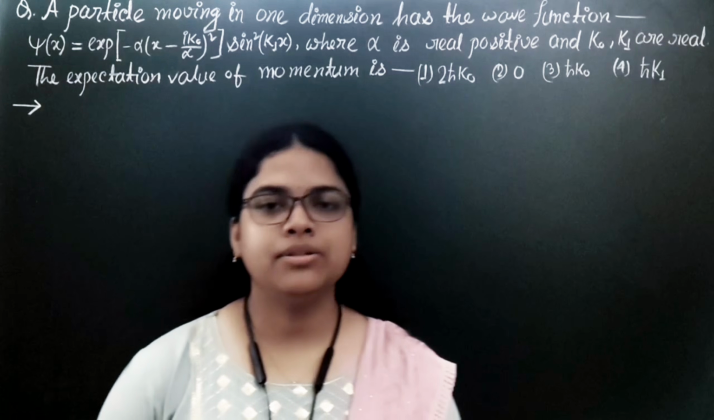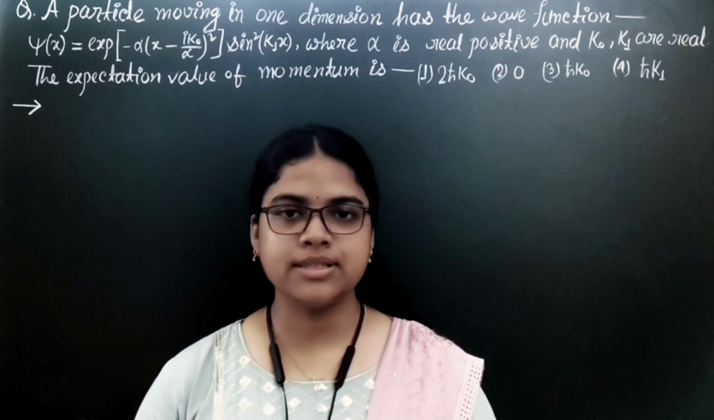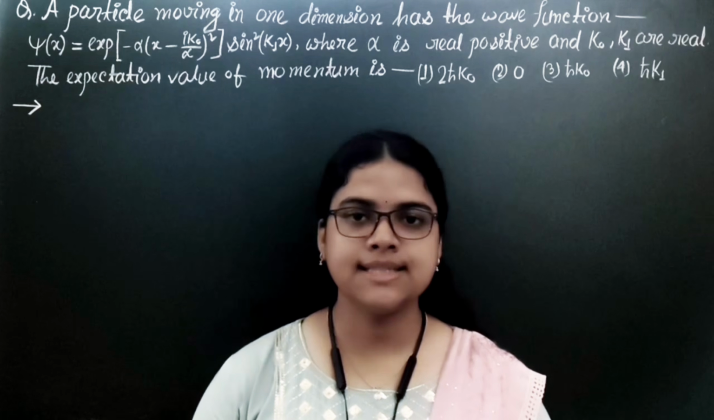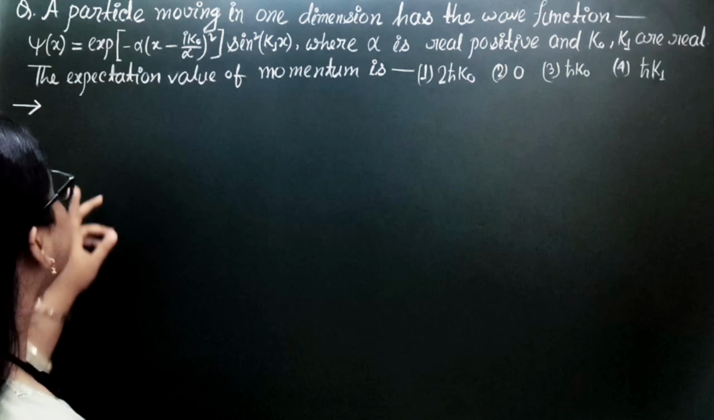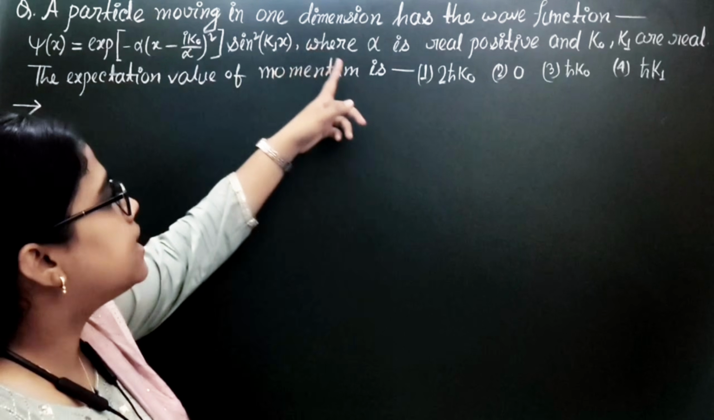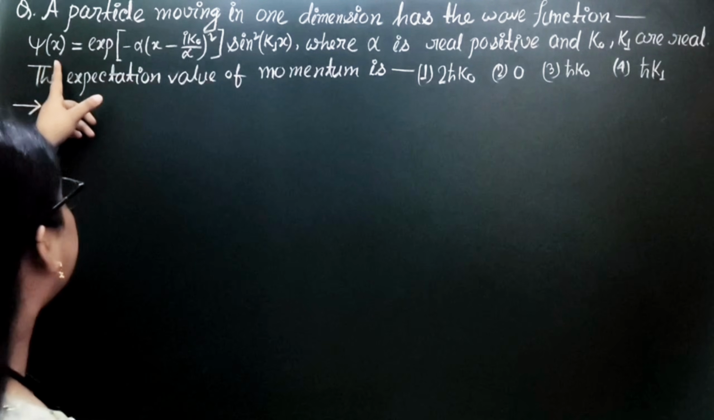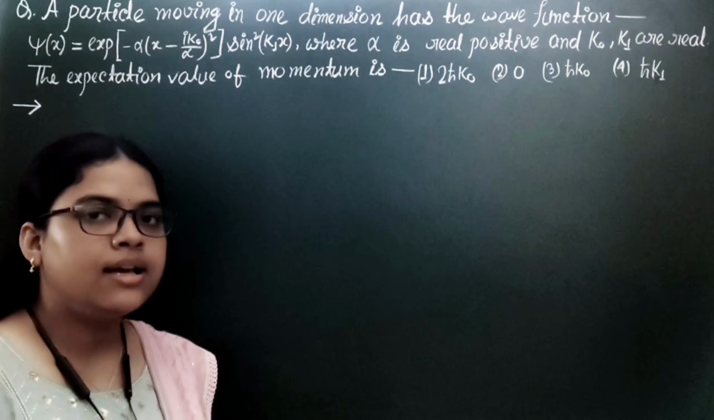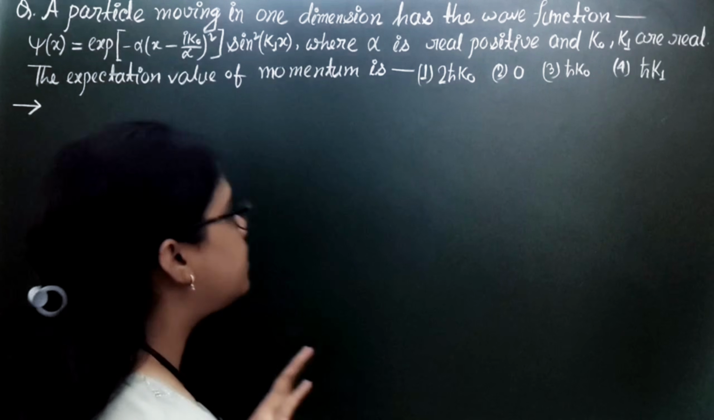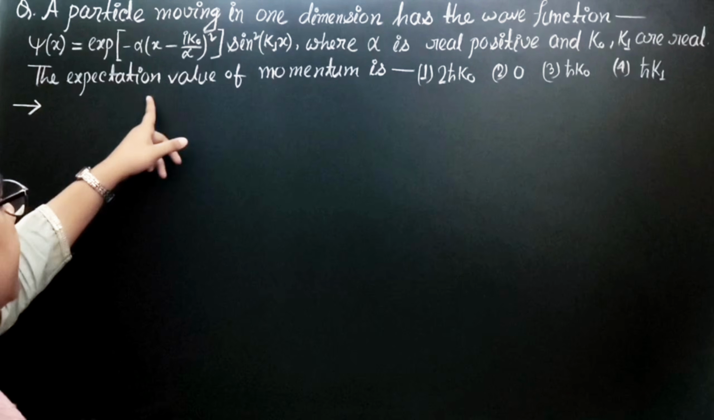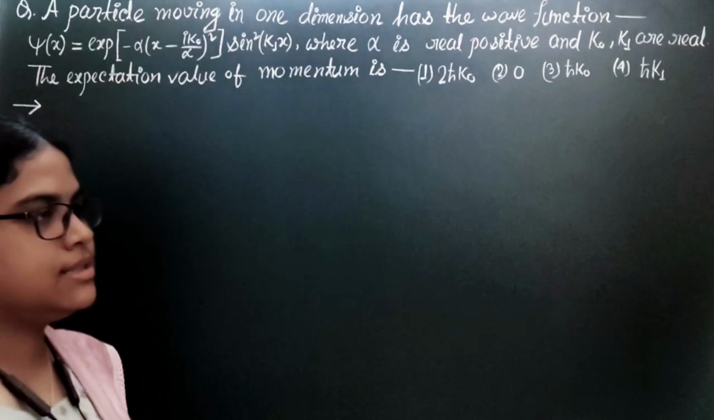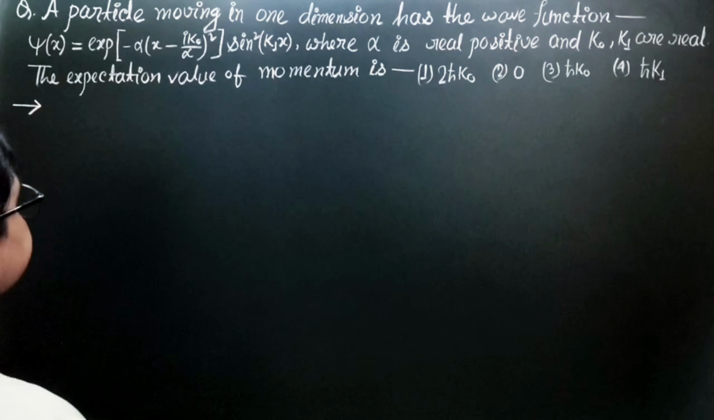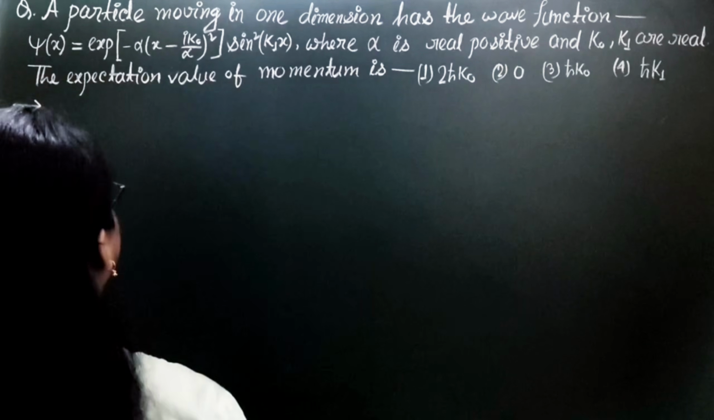Hello everyone. Today I will discuss a previous year question of JEST 2024. This is a question of quantum mechanics that says a particle moving in one dimension has the wave function psi x, where alpha is real positive and k1 and k0 are also real. So the expectation value of momentum is, there are four options.